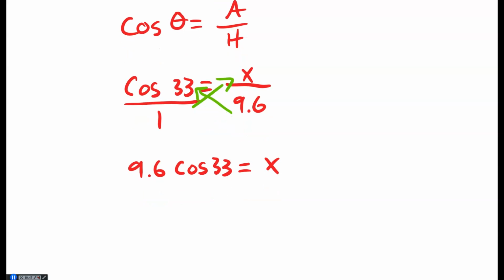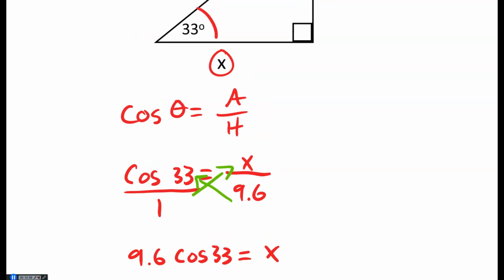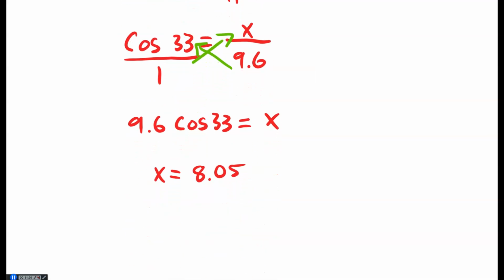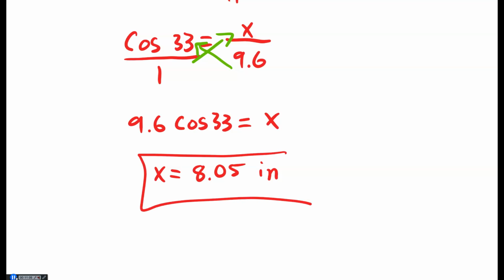Now, if we put this into our calculator and we do 9.6 multiplied by cos 33, we're going to get x equaling 8.05, and we'd look back up here, we're looking at inches. So we have 8.05 inches, and that's going to be our final answer.